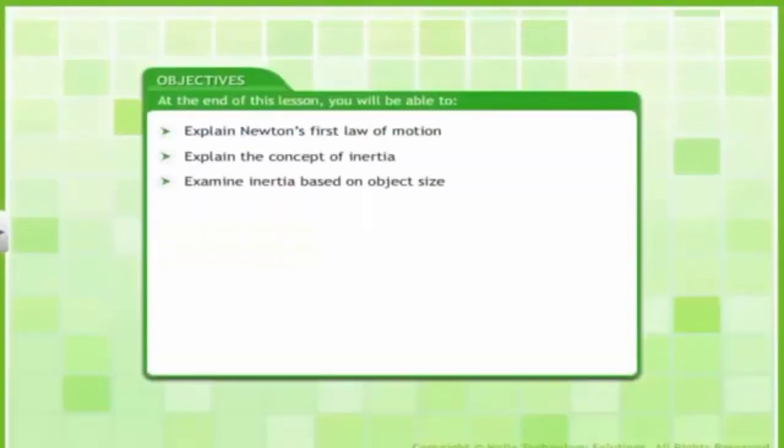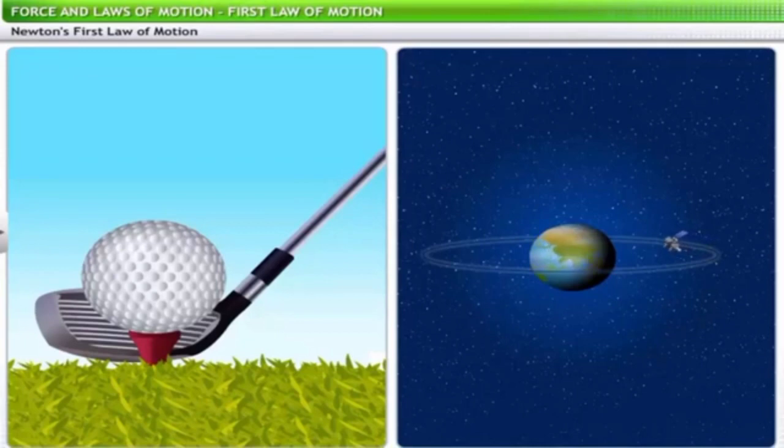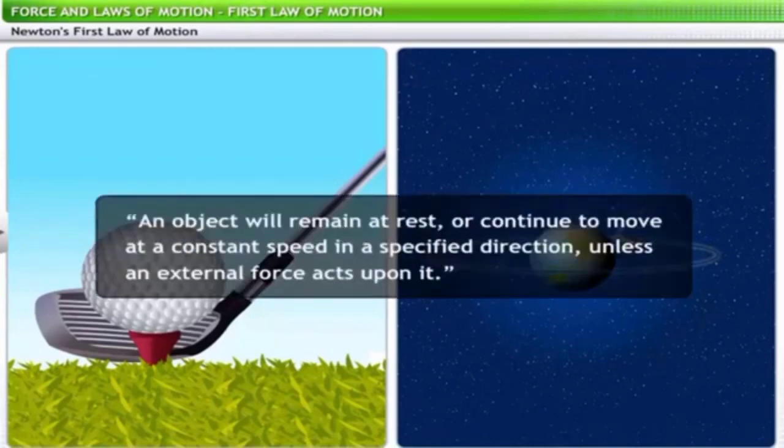In this lesson, you will learn about Newton's first law of motion and inertia. At the end of this lesson, you will be able to explain Newton's first law of motion, explain the concept of inertia, examine inertia based on object size. Newton's first law of motion states that an object will remain at rest or continue to move at a constant speed in a specified direction unless an external force acts upon it. This law relates force applied on a body to the change in its velocity.